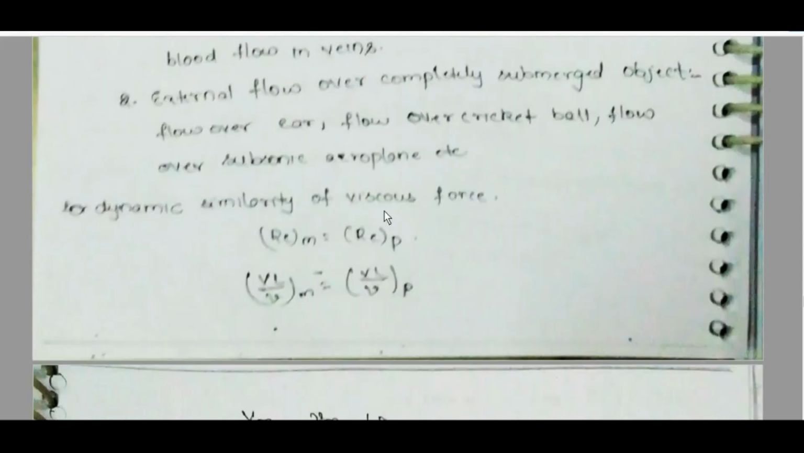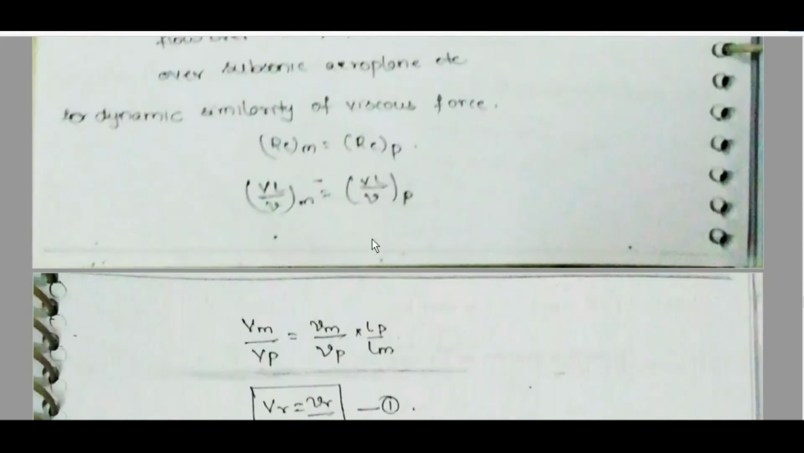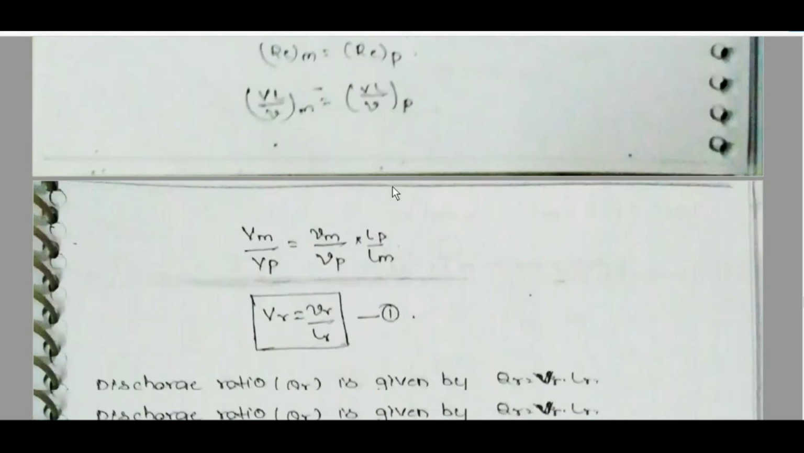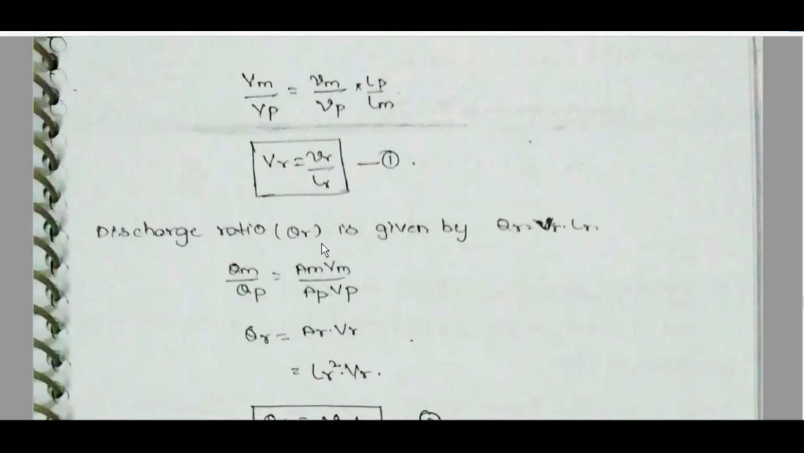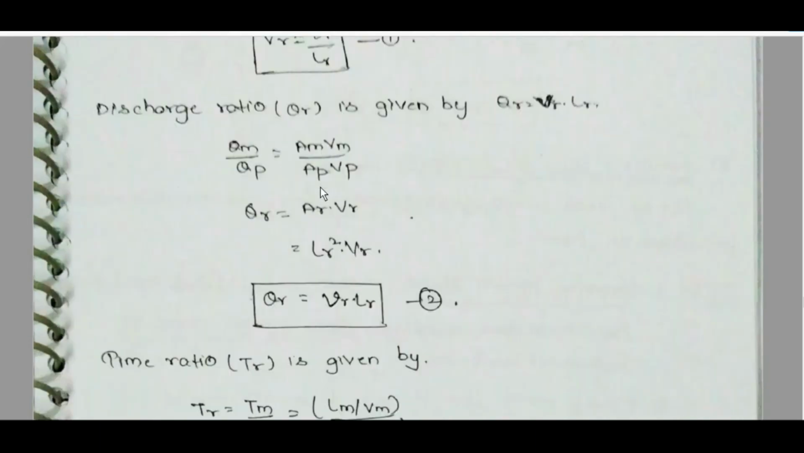Dynamic similarity of viscous force: REM is equal to REP, so V M L M by nu M is equal to V P L P by nu P. Vm by Vp is equal to nu m by nu p into Lp by Lm. Vr is equal to nu r by Lr.